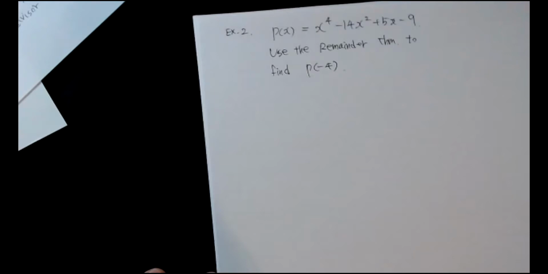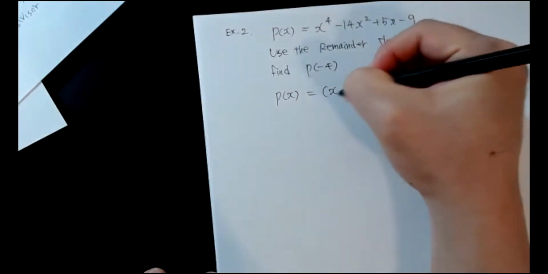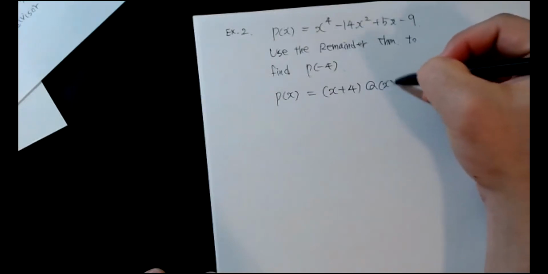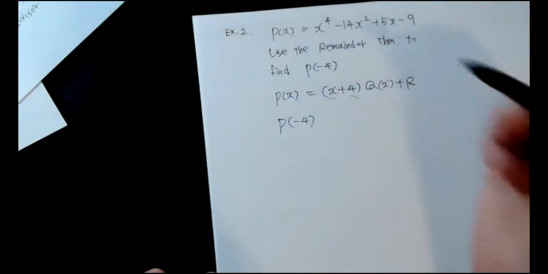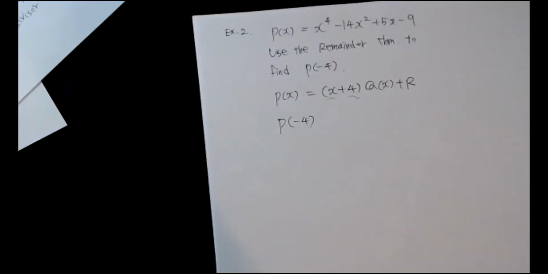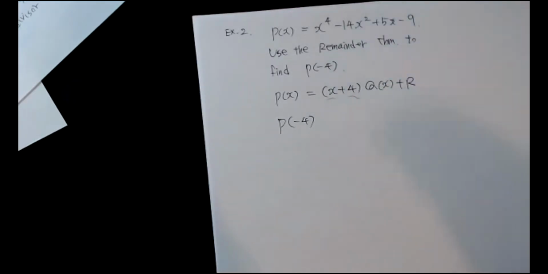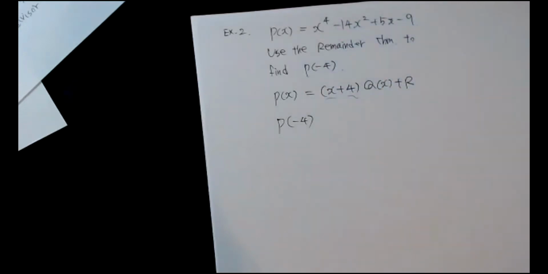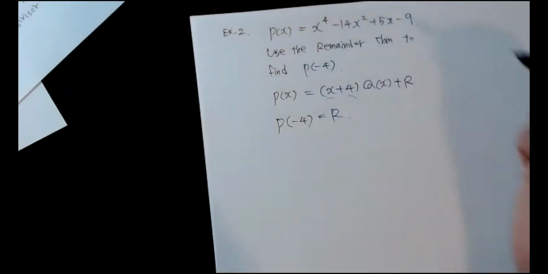Because when you divide p of x by x plus 4, you can express p of x like this: x plus 4 times q of x plus r. You see that x plus 4? It means that when you evaluate p of x at x equals negative 4, the divisor is going to be 0. So this is how to find the divisor when the problem asks you to evaluate p at a specific number using the remainder theorem. Keep this in mind. This is going to be r, by the remainder theorem.